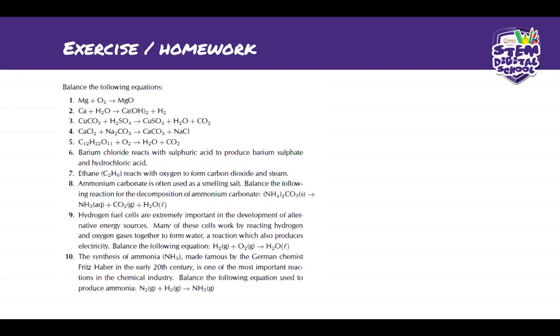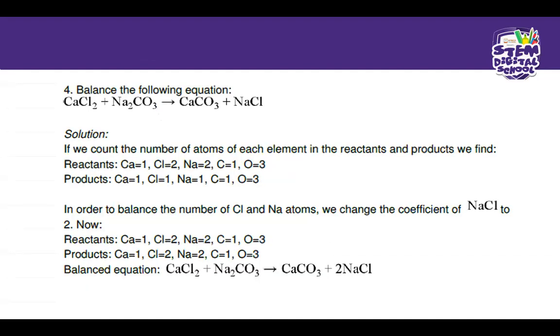We're going to start with number 4, as we already did number 3. Number 4 says calcium chloride and Na2CO3 react together to give you CaCO3 and NaCl. So it gives you a salt. Let's see how we can solve that one. CaCl2 plus Na2CO3 gives you calcium carbonate and salt.